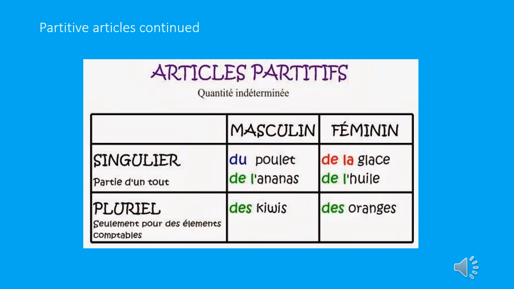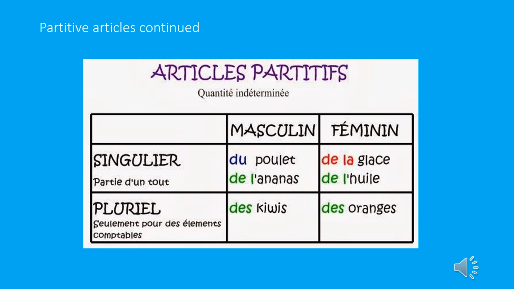So, article partitif, there you can see quantité indéterminée. Repeat after me: quantité indéterminée. It means undetermined quantity, some part of, it's not a determined quantity. But you see the des, you can use it in plural. You can use it with things that you can count. So that is where you say plural. When you see that down there, it is pluriel.